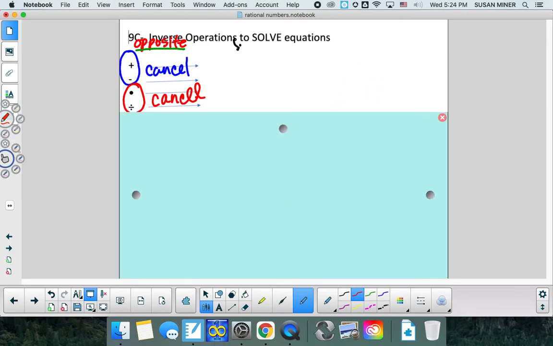Does it work the other direction? If I have x divided by 2 equals 6, how do I cancel division out? I've got to multiply both sides by 2. That's going to cancel out, and I would get x equals 12. So either way, whether I multiply first or divide first, it doesn't matter, because addition and subtraction are opposites and multiplication and division are opposites. It doesn't matter which direction I'm going, they're always going to cancel each other out.